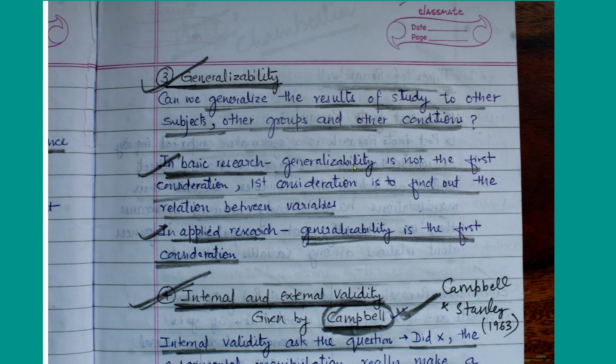In basic research, generality is not the first consideration. The first consideration is to find out the relationship between variables. In applied research, generalizability is the first consideration. Applied research, as I have told you, is when pure research has been done and that pure research is then applied for the betterment of society. For example, NPK discovery was basic research, but production of nitrogen fertilizer and calculating the dose of nitrogen is applied research. So its generalizability should be good.